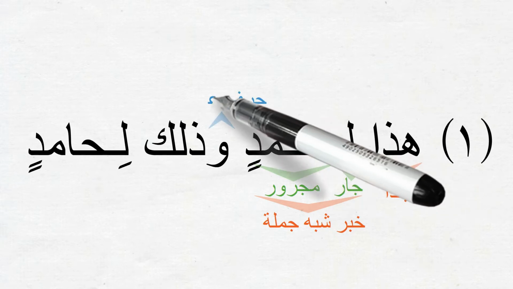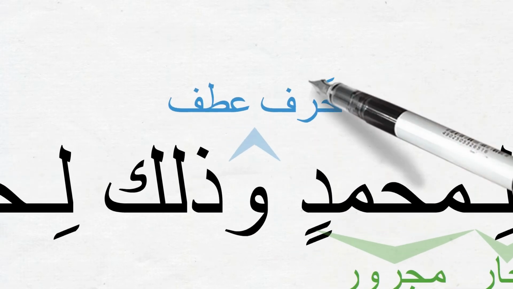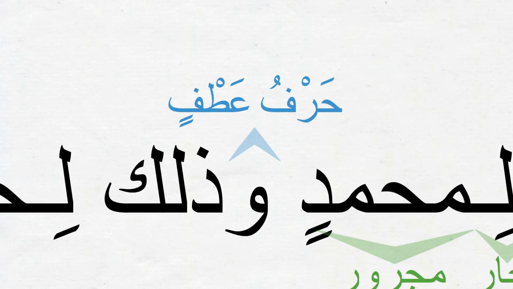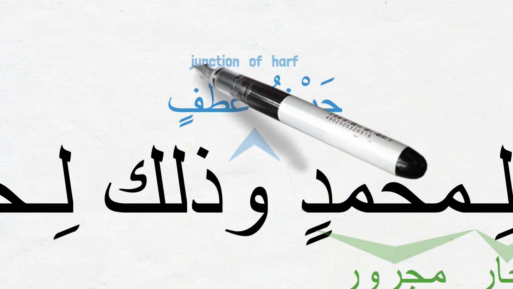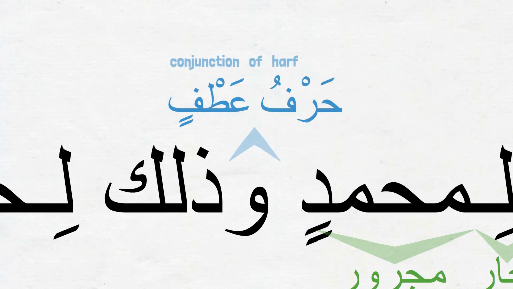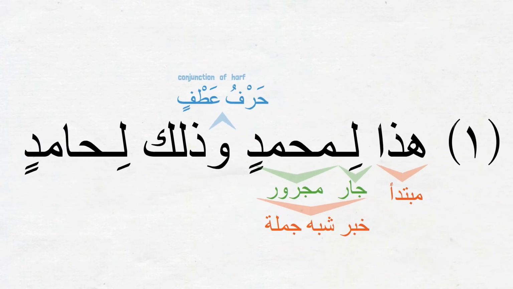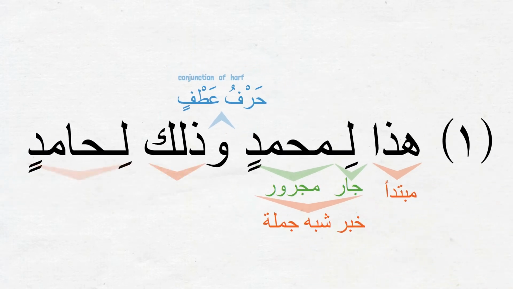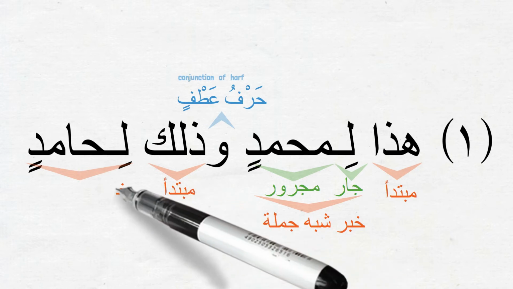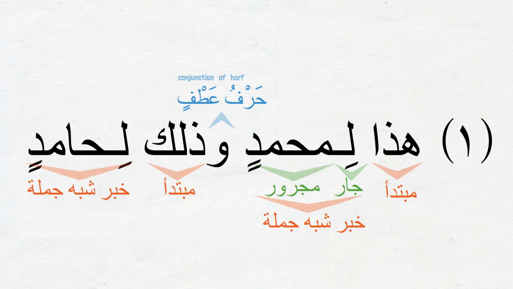و is the حرف عطف. حرف عطف, by the way, is the إضافة combination, which means حرف of conjunction or حرف of joining. حرف عطف here is joining the two sentences together. In the second sentence, ذلك is the مبتدا and the jar majroor لحامد is the خبر شبه جملة.